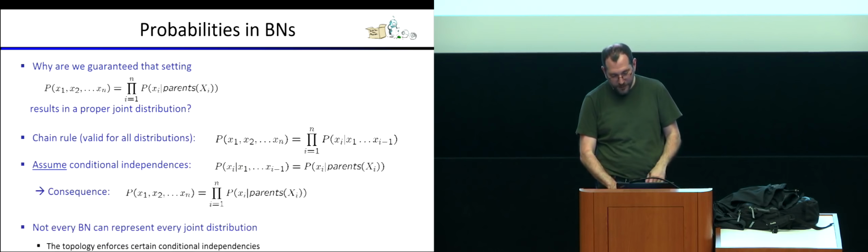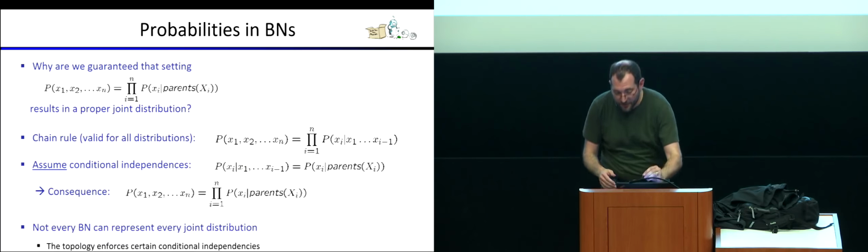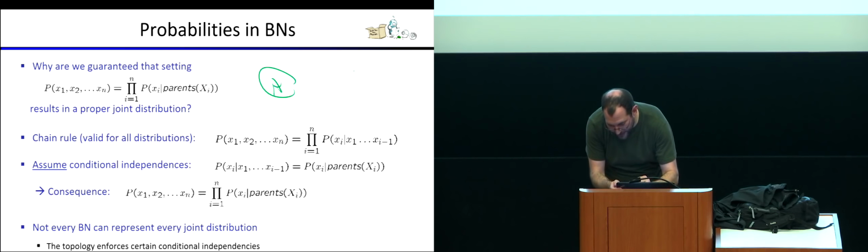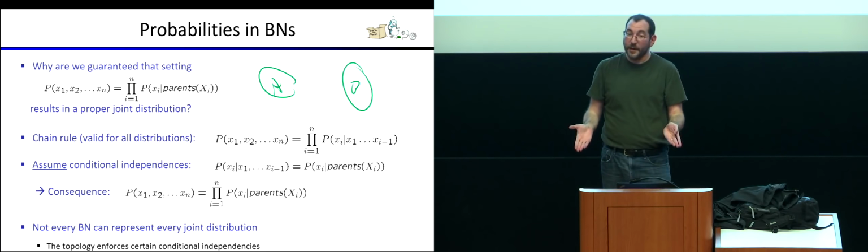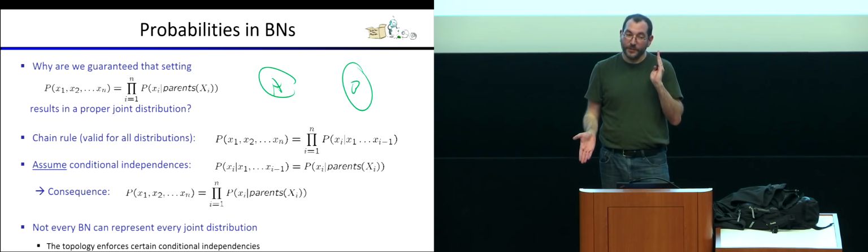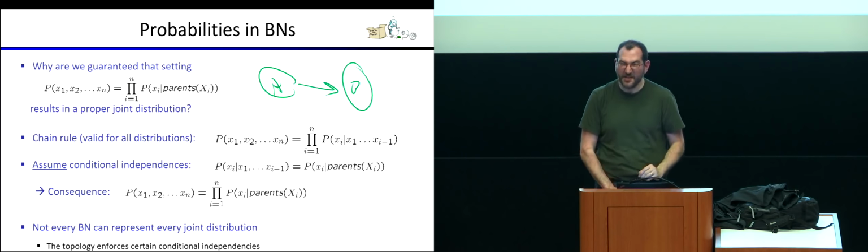All right. This means that not every Bayes net can represent every joint distribution. So if I give you a Bayes net that looks like A and B, I can represent joint distributions over the variables A and B, but not all of them. Just which ones? Just the ones in which A and B are independent. If I want to represent ones in which they're not, I need to throw some arrows in.